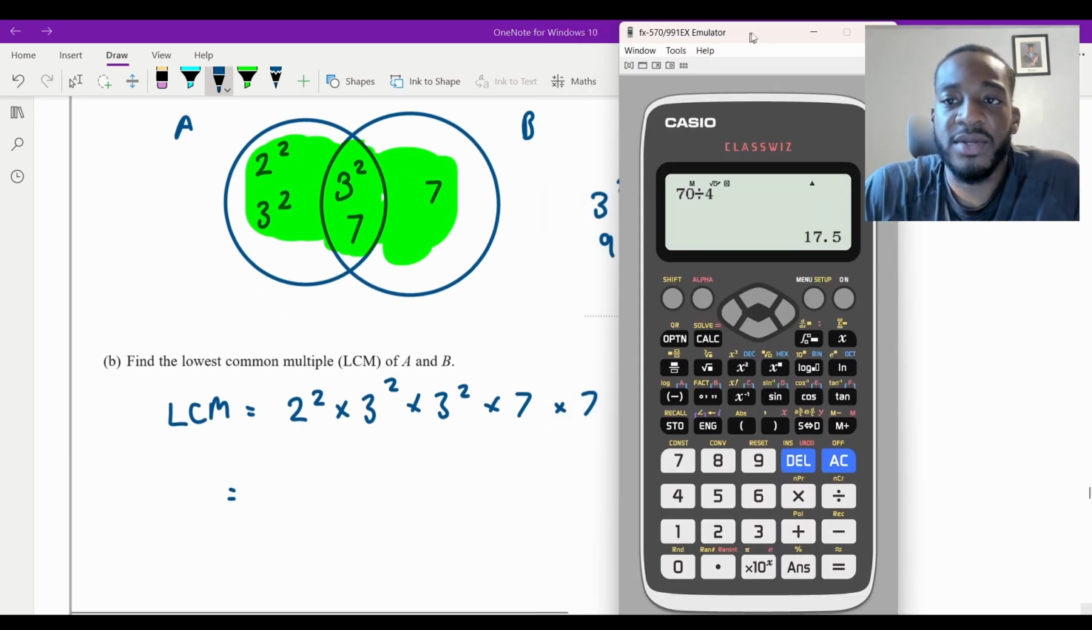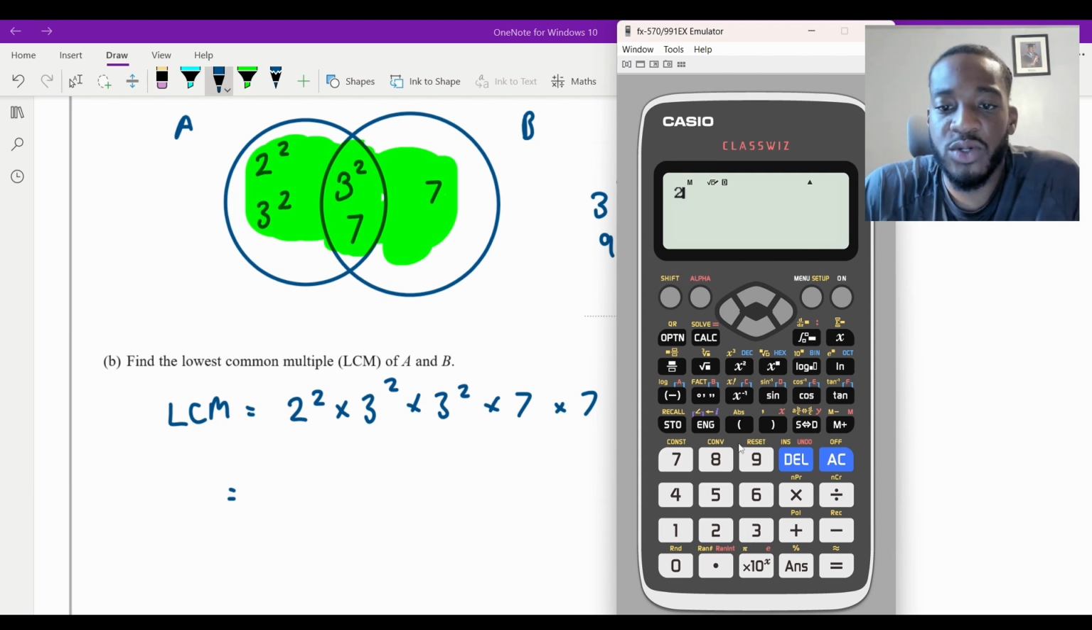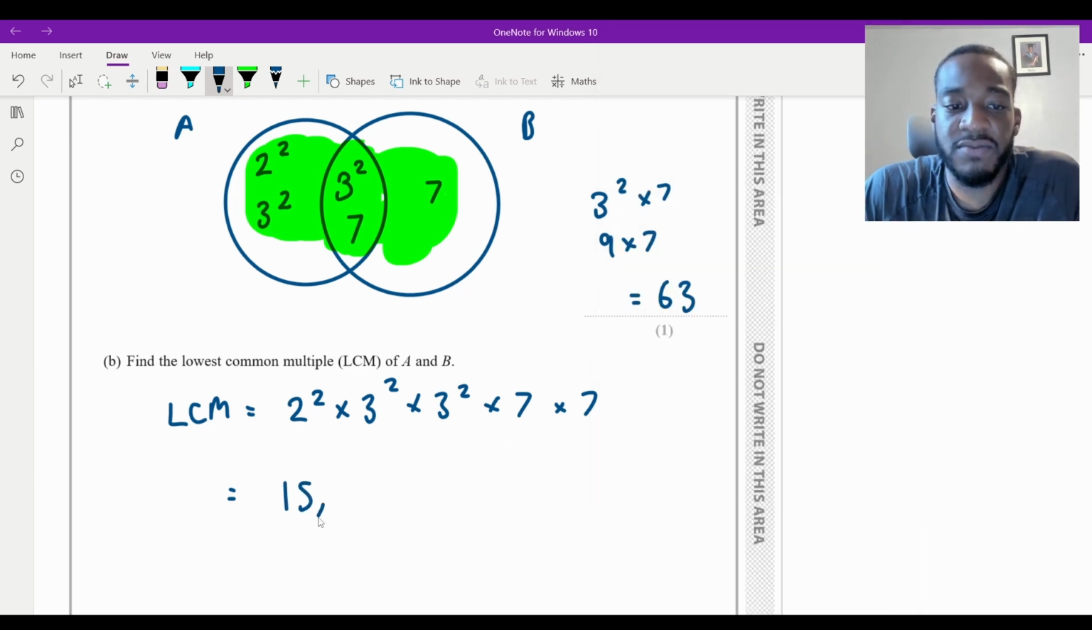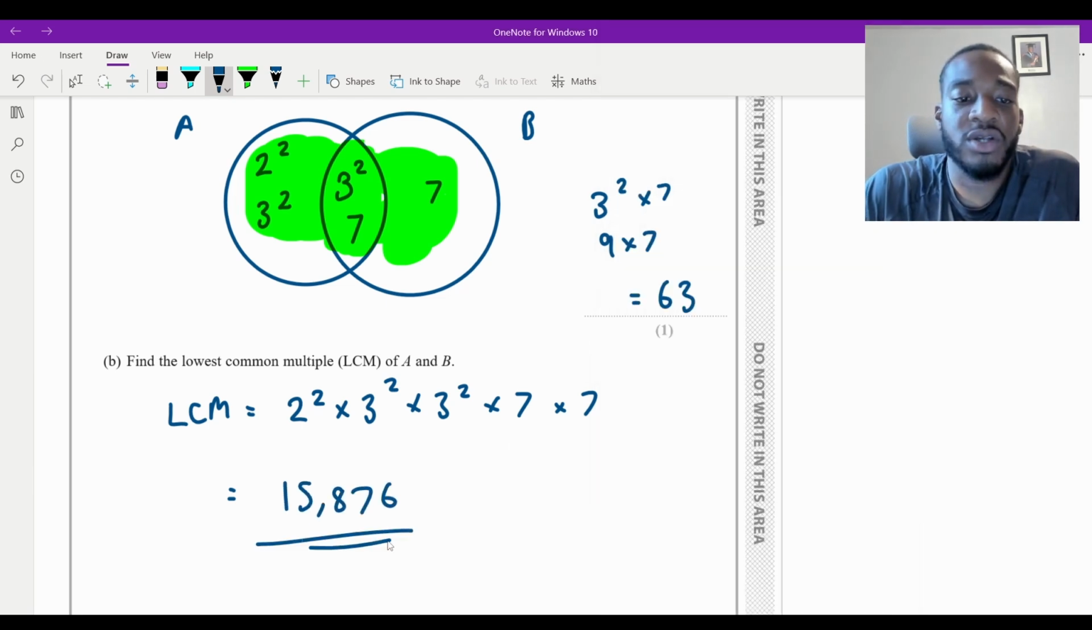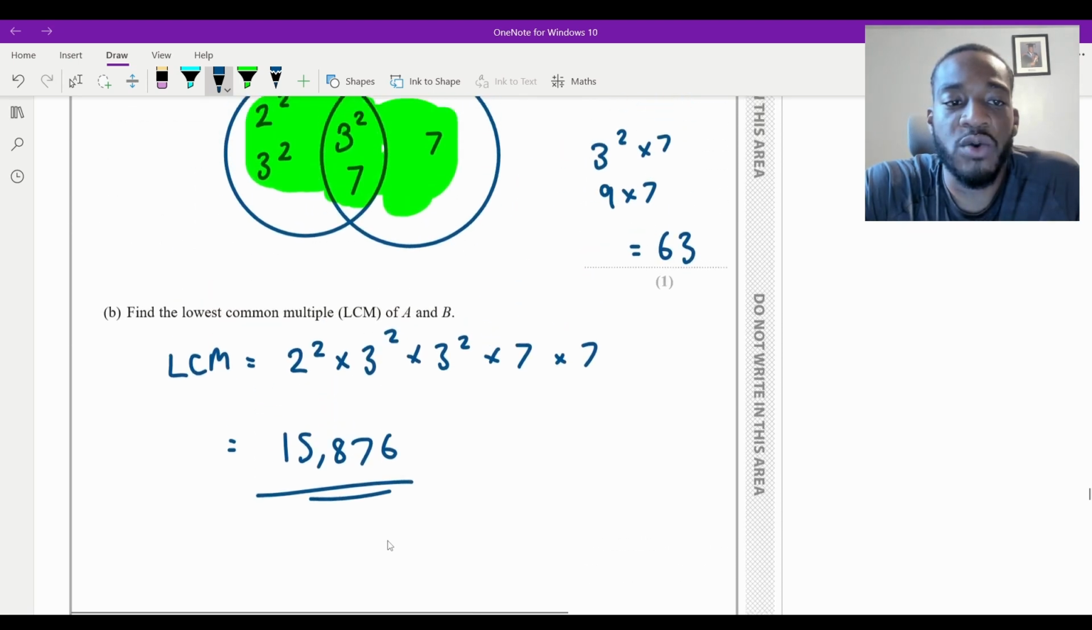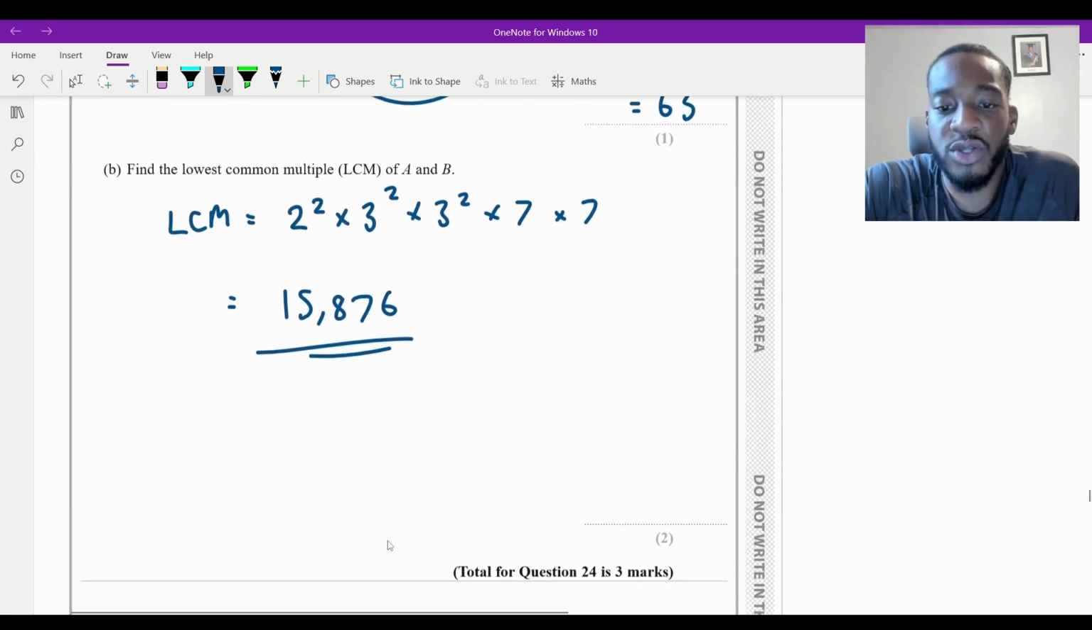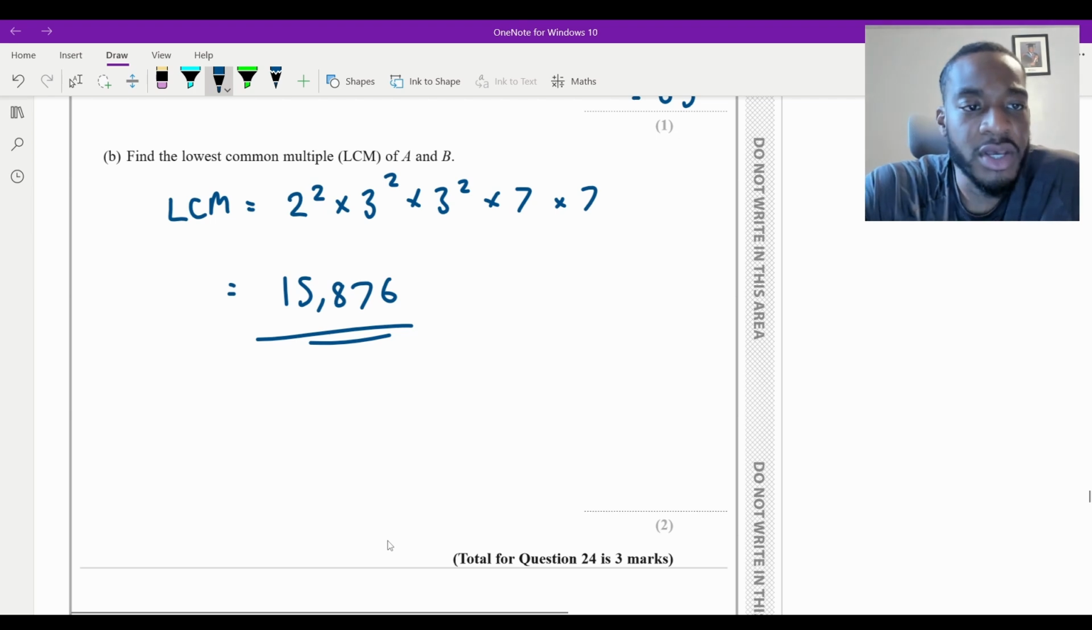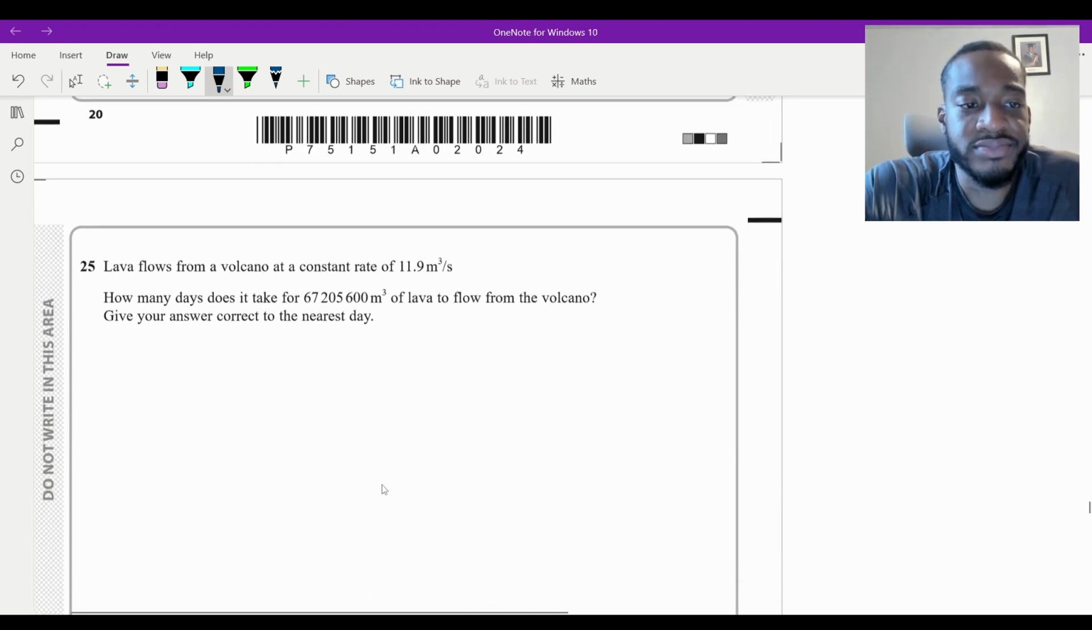You're going to put this in your calculator and see what you get. So I put it in here. It's going to be 2 squared times 3 squared times another 3 squared times 7 and another 7. This gives me 15,876. So that is our final answer for part B. And that will give you how many marks? 3 marks for question 24. Let's go to question 25 now.